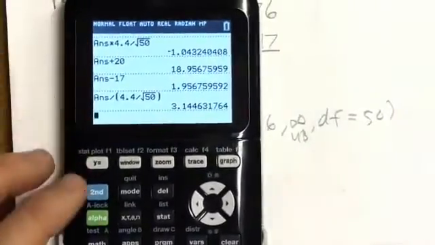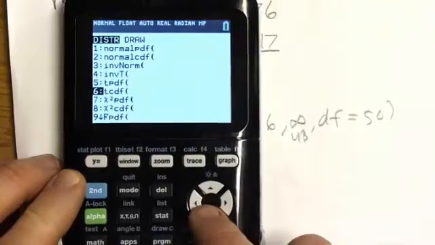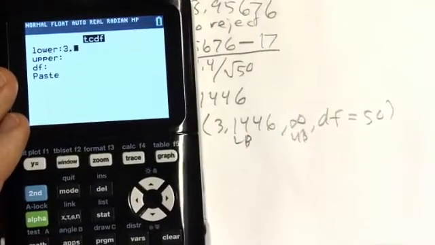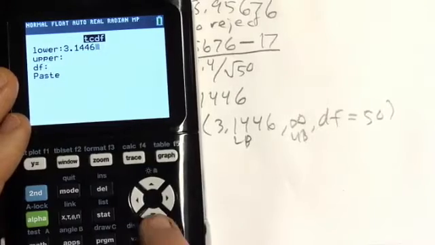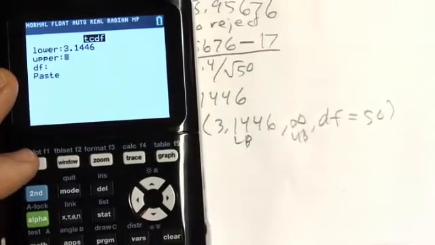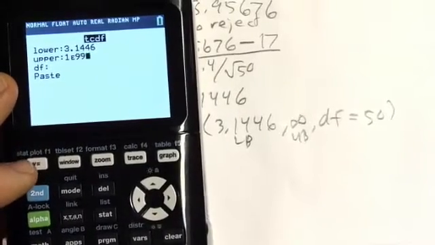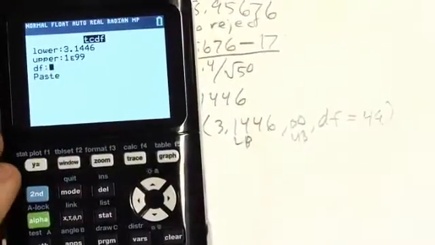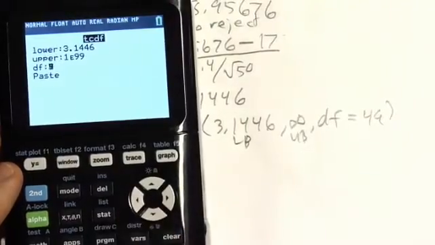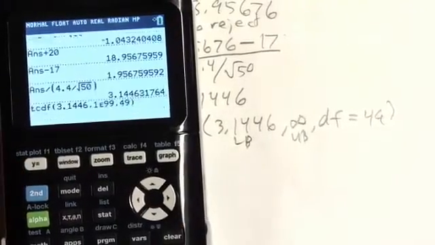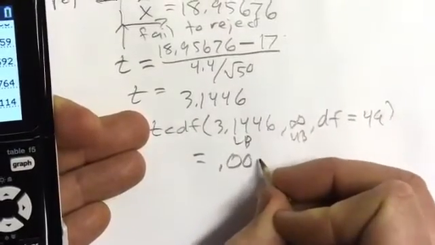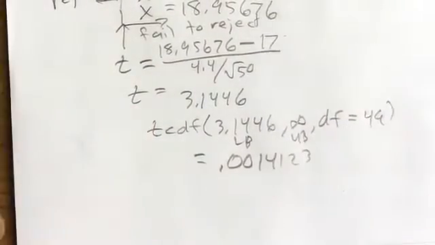So tcdf, from 3.1446 to infinity, and our degrees of freedom is 49, sample size minus 1. And so that area would be equal to 0.0014123.